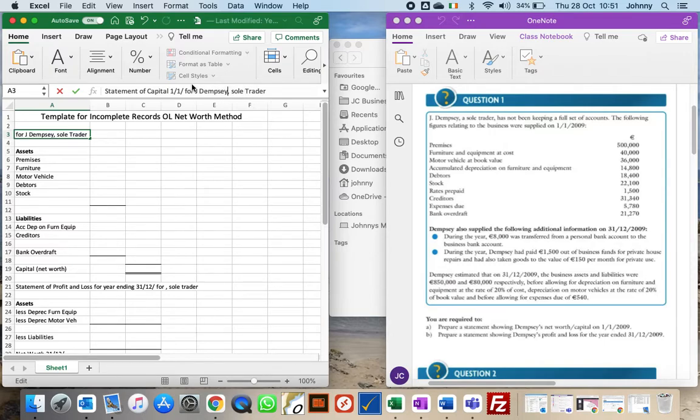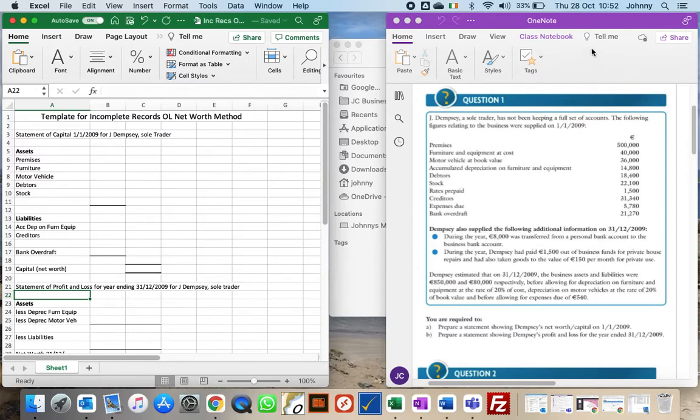Sole trader. Okay. And the date for this is 2009. And it's the statement of profit for 2009 for J. Dempsey. Now you do get marks in the exam. It's something that people regularly leave out, so I'm advising you to put that in.